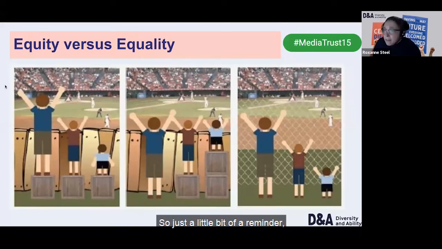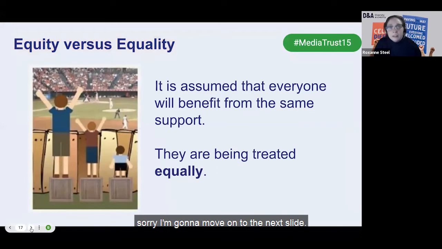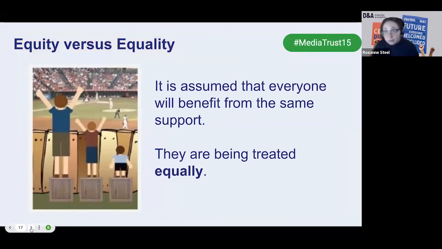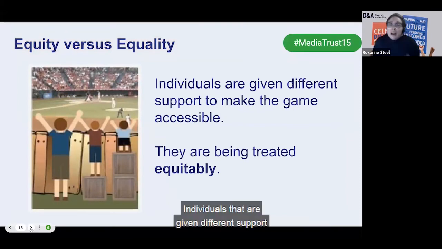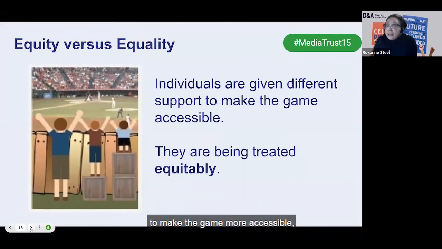So just a little bit of a reminder. Sorry, move on to the next slide. It's assumed that everyone will benefit from the same support. This means you're being treated equally. Individuals that are given different support to make the game more accessible are being treated equitably.